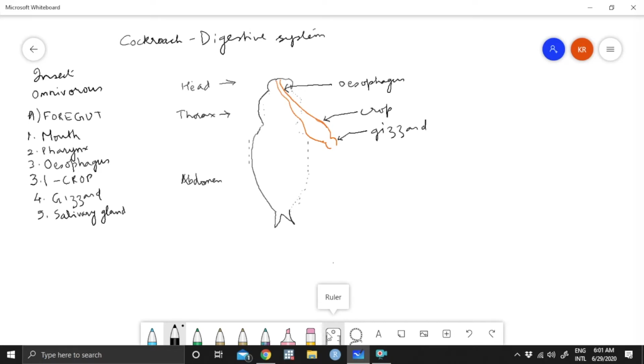So what about the pharynx? The pharynx is just ahead of the esophagus, not necessary to label it because it is very short. And what about the mouth? If this is the head and these are the eyes over here, this is exactly how it will appear when you dissect it. So when you dissect a cockroach, you will not be able to see the mouth from this view.